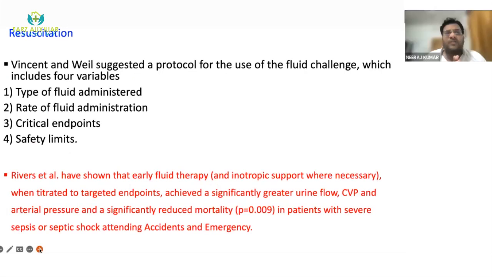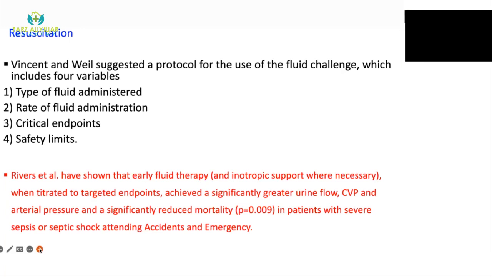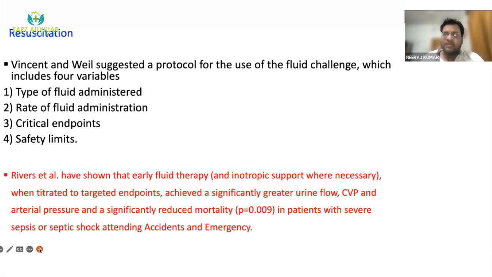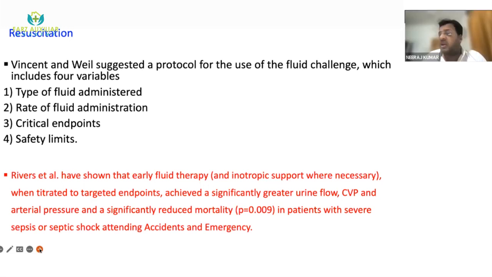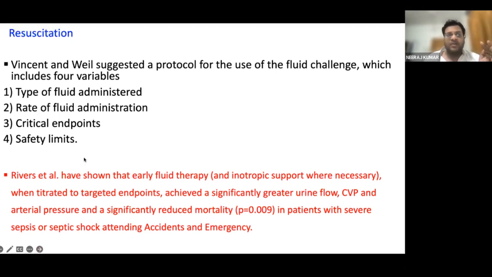Now a classification was suggested by Vincent and Weil. They suggested a protocol for fluid challenge which includes four variables: type of fluid administered, rate of fluid administration, critical endpoints, and safety limits. They found that if you give early fluid therapy, with inotropic support where necessary, and target the endpoints, a greater increase in urine output and great improvement in central venous pressure and arterial pressure significantly reduce mortality. In which group of patients? In patients with severe sepsis or septic shock, especially in accident and emergency cases. So if you follow the Vincent and Weil protocol of type of fluid, rate of fluid, critical endpoints, and safety limits, you may have reduced mortality, and it was statistically significant.